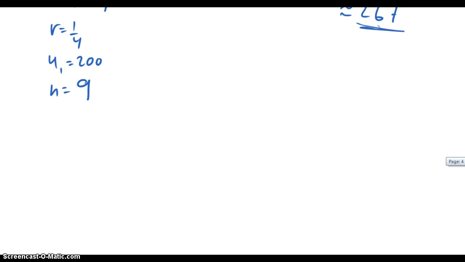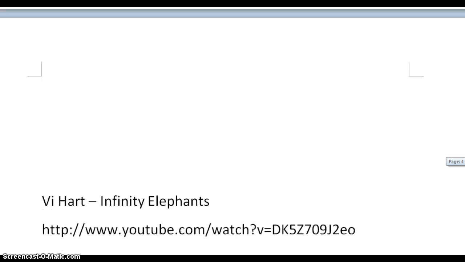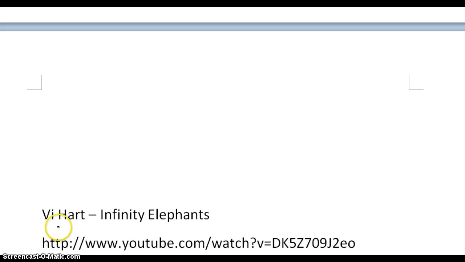It does lead to what's called infinite geometric series as well, which we're not going to talk about in this video. But there's a great video by V. Hart called Infinity Elephants, and here's the URL. But in general, if you had a square, you can think of it like this. Let's say we had a square that's 1 meter by 1 meter, 1 something by 1 something.